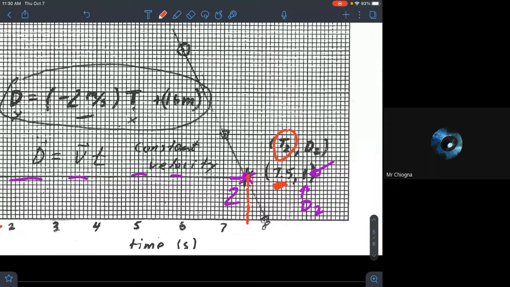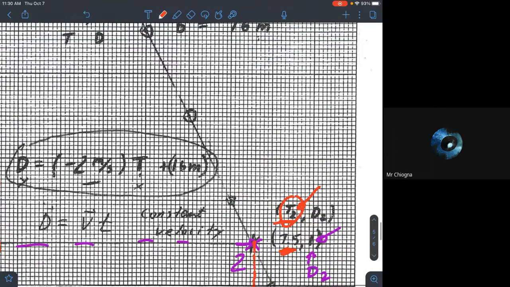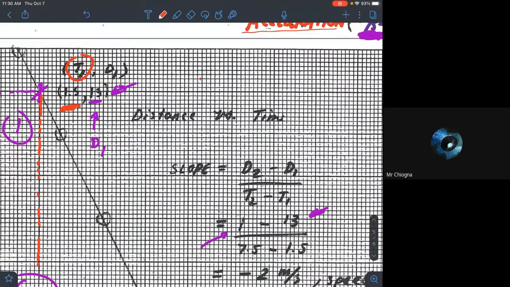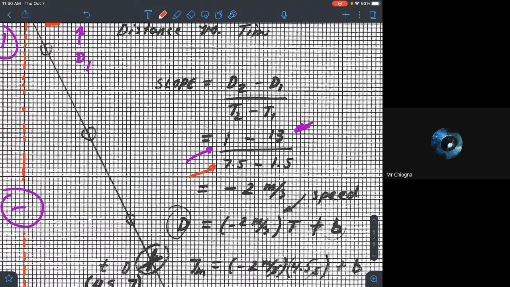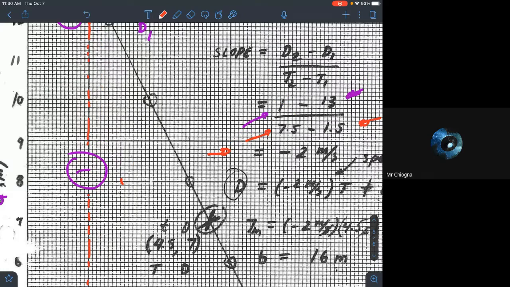That's my T2. The rule is this: take the second point, even though it's farther below, it's still the second point, and then from that, subtract the first point. So from 7.5, subtract the 1.5. 7.5 minus the 1.5. If you're unsure, you know just by the way the slope looks, it should be negative. So it should end up with a negative value, and it does.